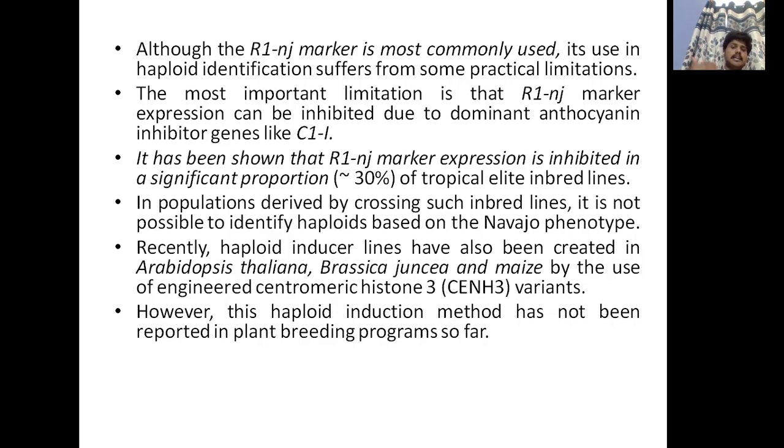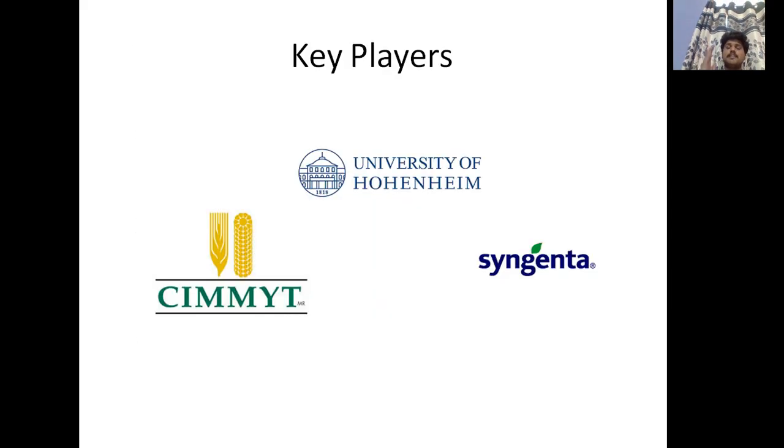Recently, haploid inducer lines have been created in model plants like Arabidopsis thaliana, Brassica juncea, and maize by use of engineered centromeric histone 3 (CENH3). However, this haploid induction method has not been reported in plant breeding programs so far. And these are found to be the key players in haploid induction. The University of Hohenheim, CIMMYT, Syngenta, and many more multinational companies are involved in haploid induction programs.